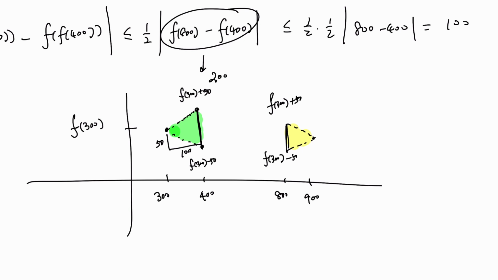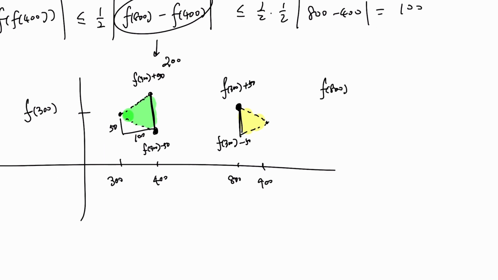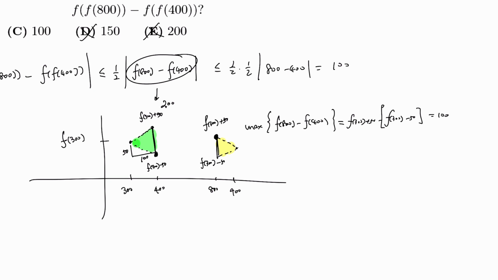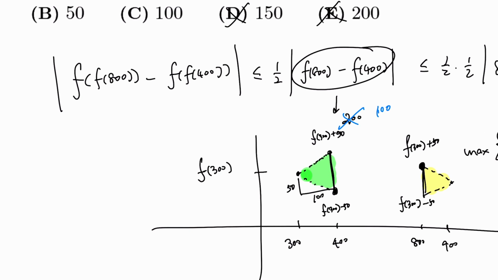So the biggest difference we can have is to take the maximum of one of them and the minimum of the other. So for f of 800 minus f of 400, the maximum value is f of 300 plus 50 minus f of 300 minus 50. That gives us only 100 instead of the 200 that we believed earlier. Well, this can only be 100, so this can only be 50, right?